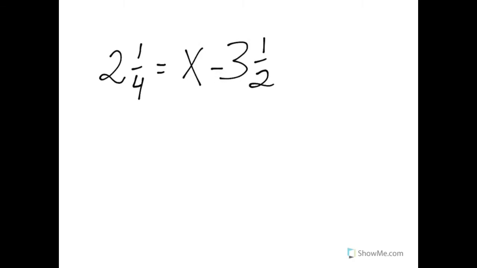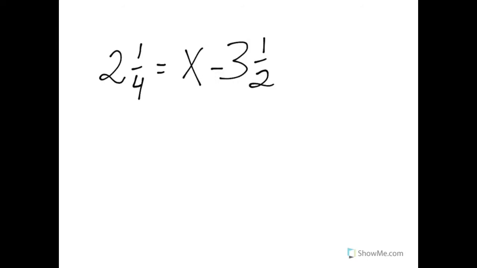Okay, let's keep going. 2 1/4 equals x minus 3 1/2. Same thing here. We want it to eventually say x equals and give us an answer. So, this is a subtraction problem. We need to take that 3 1/2 and get it to the other side of the equal sign.